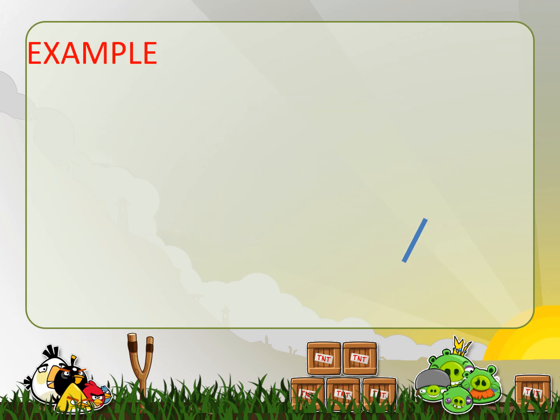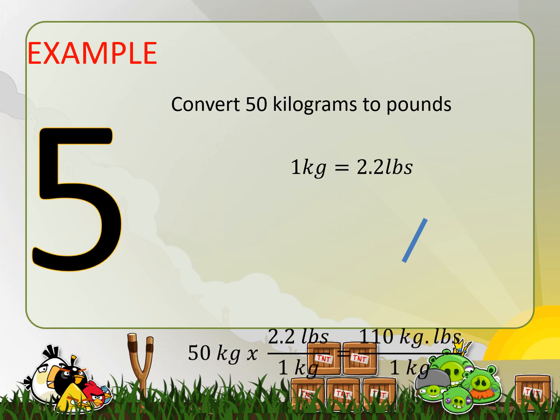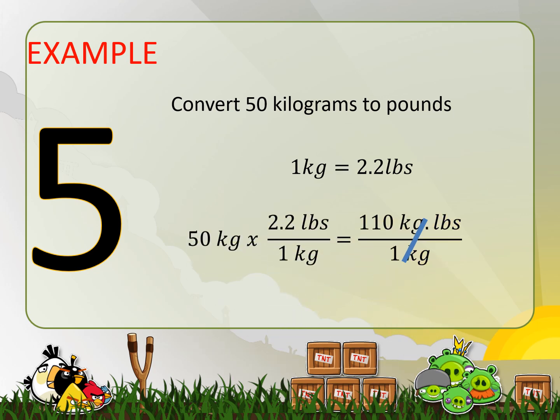Last example, example number 5. Convert 50 kilograms to pounds. 1 kilogram is equal to 2.2 pounds. 50 kilograms times 2.2 pounds over 1 kilogram is equal to 110 kilogram-pounds over 1 kilogram. Cancel similar units. We have 110 pounds.